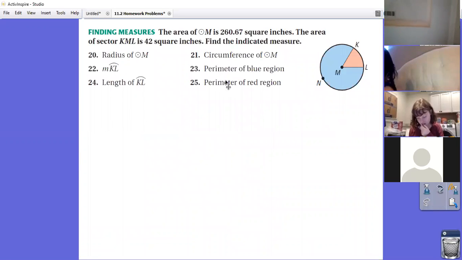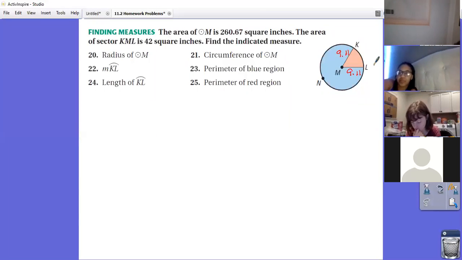All right, so 23 is asking you for the perimeter of the region, okay? So you know that, let's see here. We know the radius is 9.11, so I know that's 9.11 and that's 9.11. So the only thing to complete this question is that I need to know the arc length of K and L. Does that make sense?